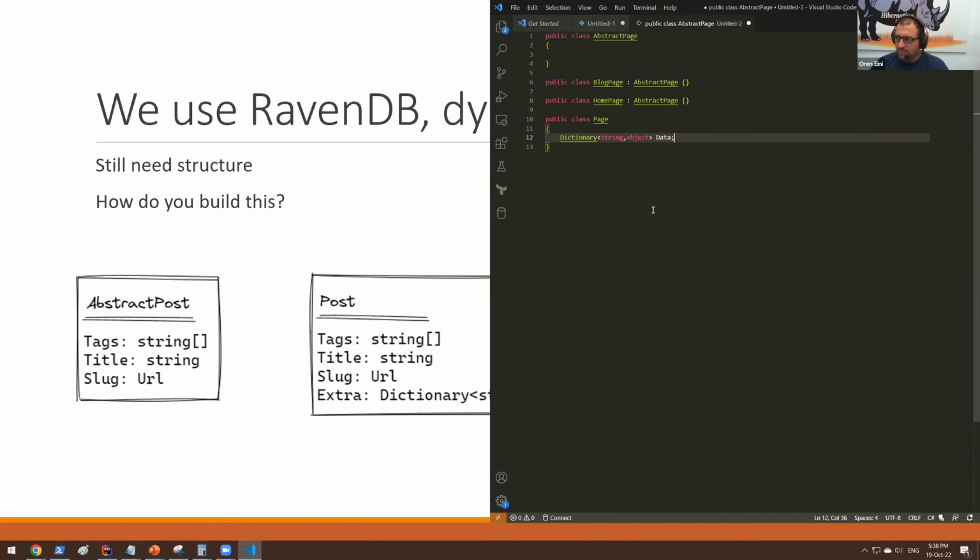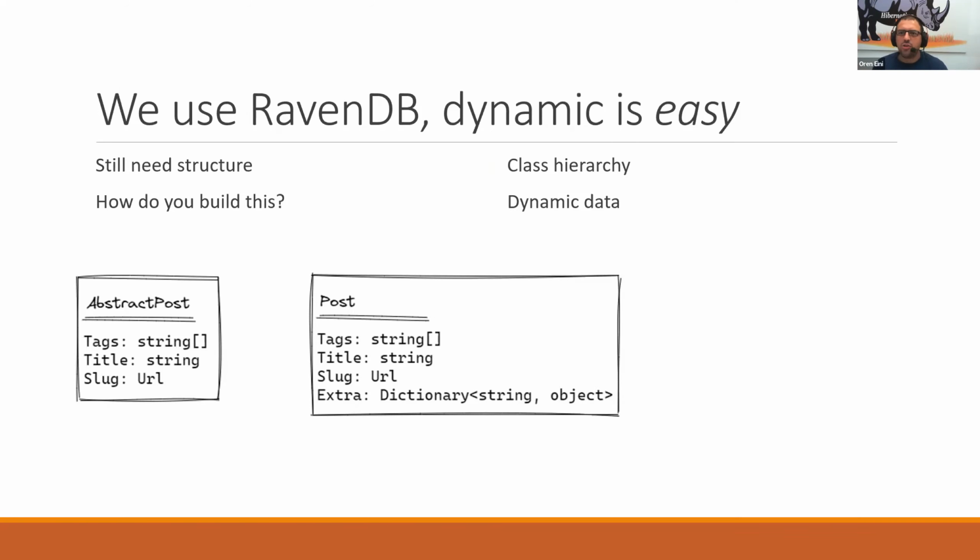Now, here's the deal. I mentioned earlier, I don't actually care. For me, in this case, "me" is standing for RavenDB. I don't actually care whatever you use, the class hierarchy or the dynamic data model. From RavenDB's perspective, there's actually zero difference between the two. The document that is being persisted looks to RavenDB exactly the same. So what do we need?